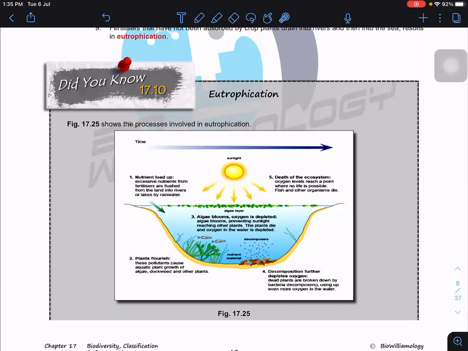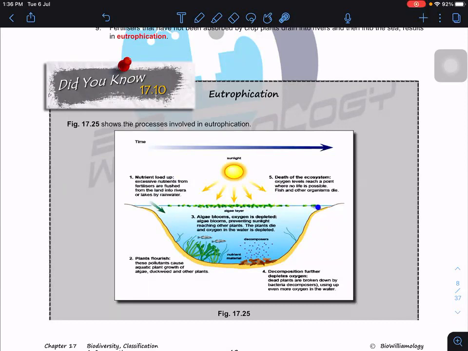Once again, eutrophication is not in our syllabus. You just need to know the name, eutrophication. But I don't want you to memorize what eutrophication is. Eutrophication basically means overuse of the fertilizer. The fertilizer follows the underground water system and enters into the lake ecosystem. Because of this fertilizer, there is overgrowth of the algae.